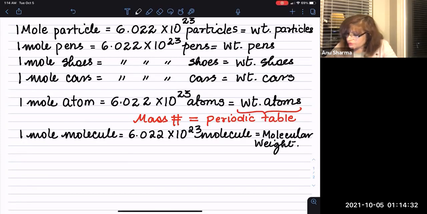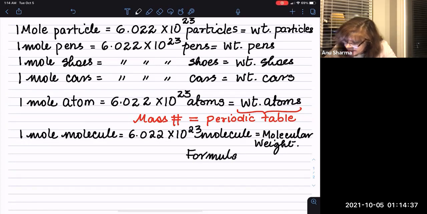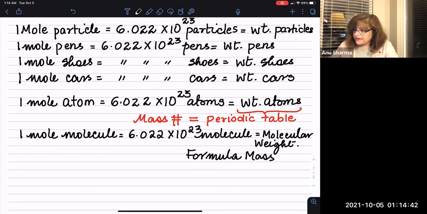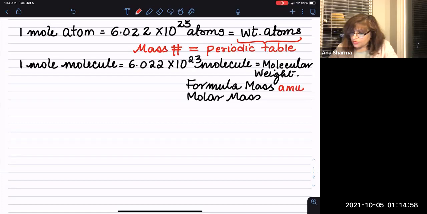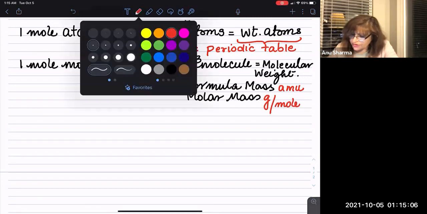And this molecular weight is also called a formula mass. So whatever the weight of whatever the formula is, that is the formula mass of the formula. And later on, we also call it molar mass. For the formula mass, the units are atomic mass units. For molar mass, the units are grams per mole. So we are going to look into this.